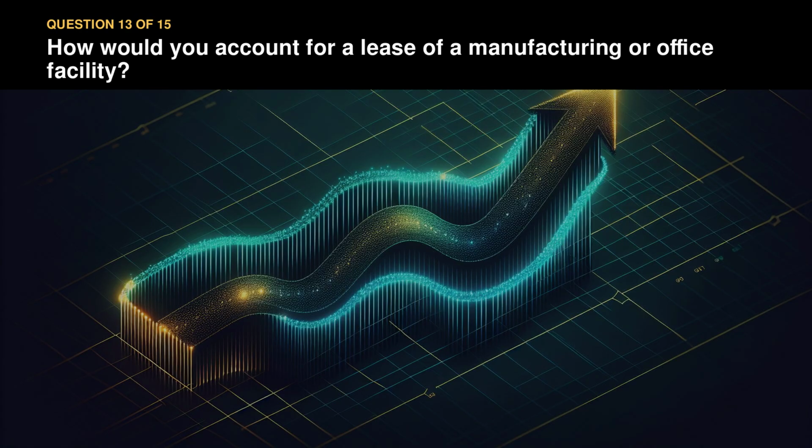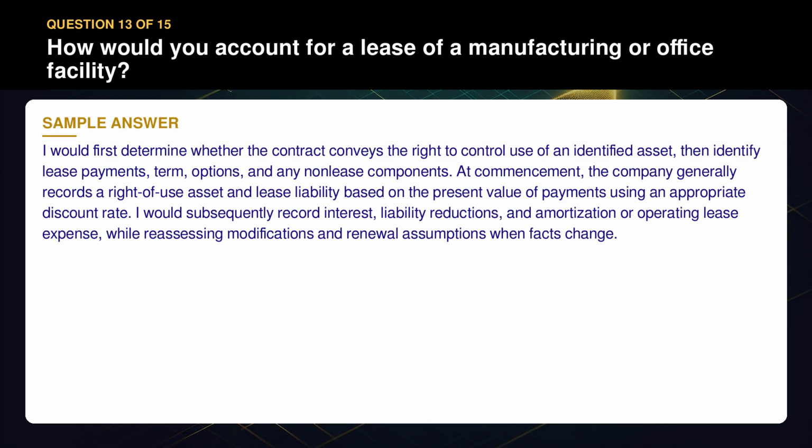Question 13. How would you account for a lease of a manufacturing or office facility? I would first determine whether the contract conveys the right to control use of an identified asset, then identify lease payments, term, options, and any non-lease components. At commencement, the company generally records a right-of-use asset and lease liability based on the present value of payments using an appropriate discount rate. I would subsequently record interest, liability reductions, and amortization or operating lease expense, while reassessing modifications and renewal assumptions when facts change.